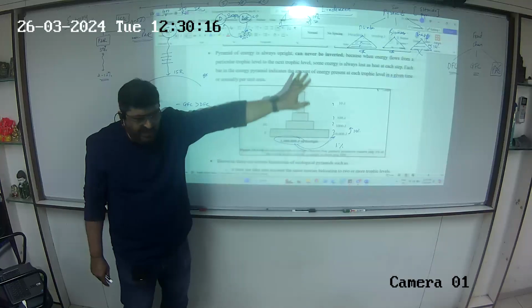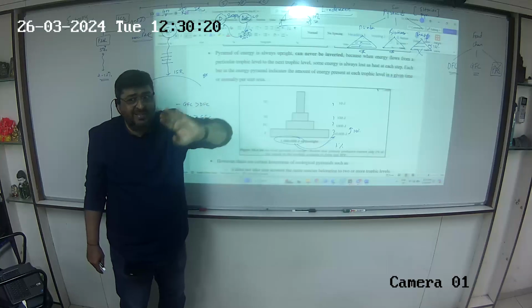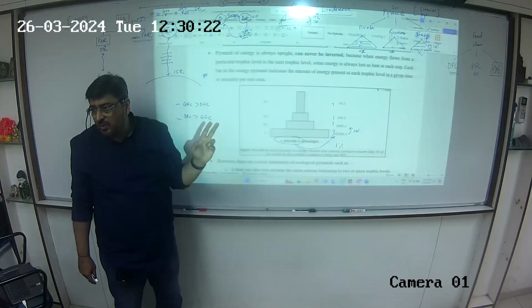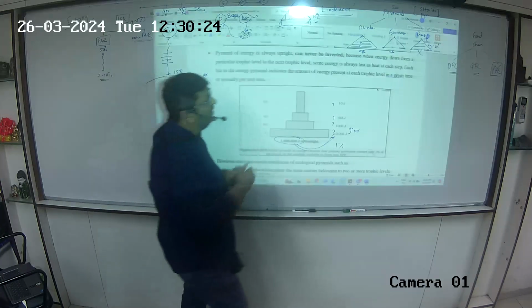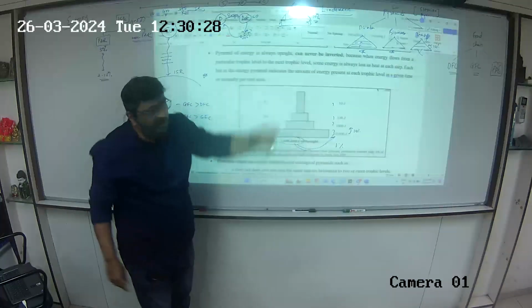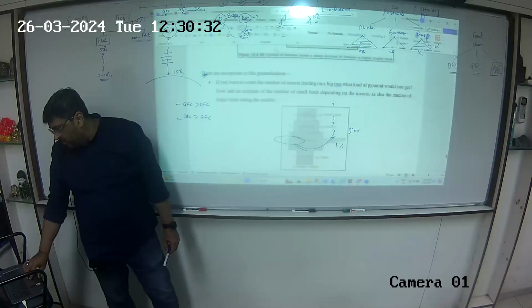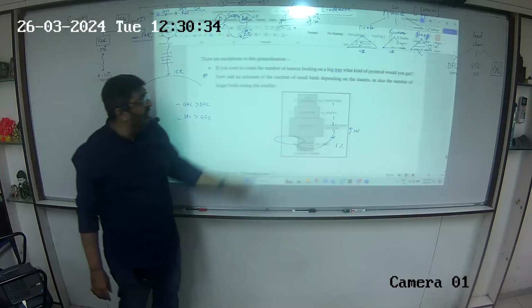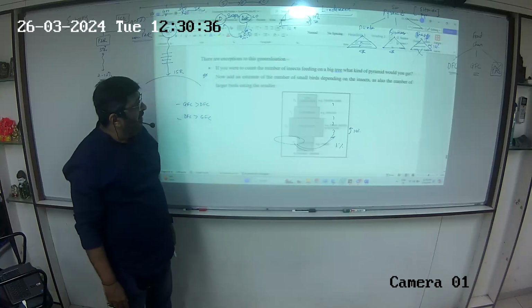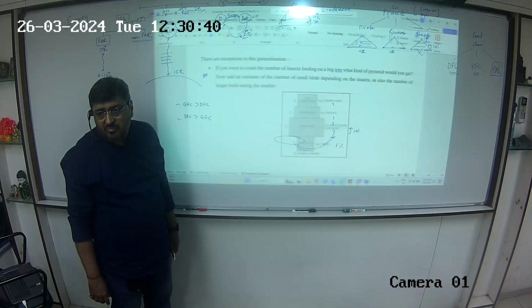In any case, it is going to be always upright. But we mentioned there are exceptions for the first two. Right? So, majority of the ecosystems, you will find it is upright. For pyramid of number, there are exceptions to this generalization. Now, if you are considering a forest ecosystem, in a forest you have trees.